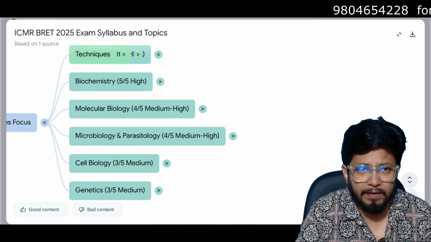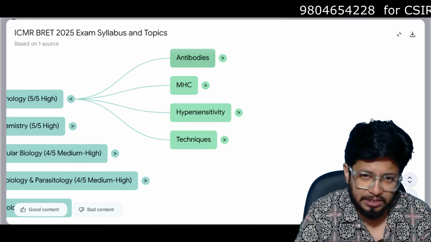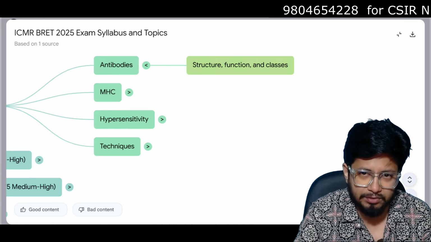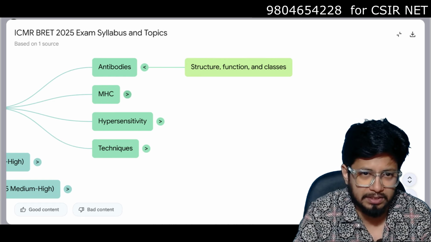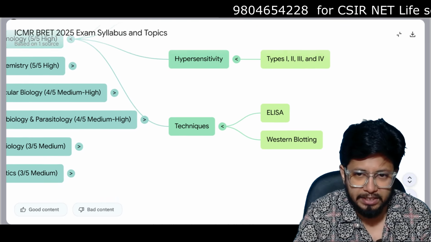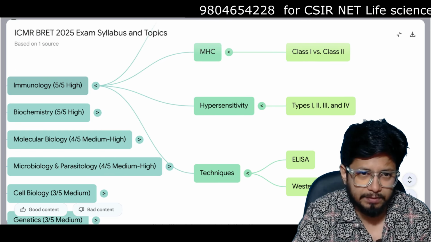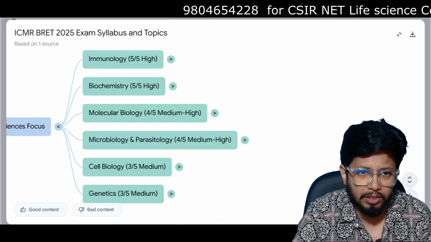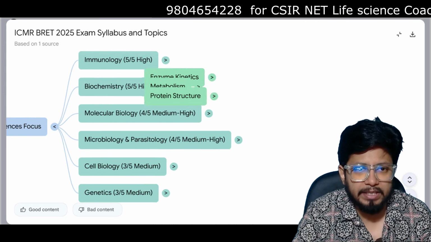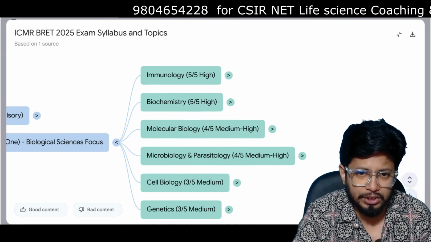So immunology, 5 out of 5, and again antibodies, MHC, hypersensitivity and techniques. You need to understand structure, function and classes of antibodies, MHC class 1 and class 2, hypersensitivity types and techniques of immunology like ELISA, Western blotting, that is being used, serological techniques. Biochemistry, again the enzyme kinetics, metabolism and protein structure and function.